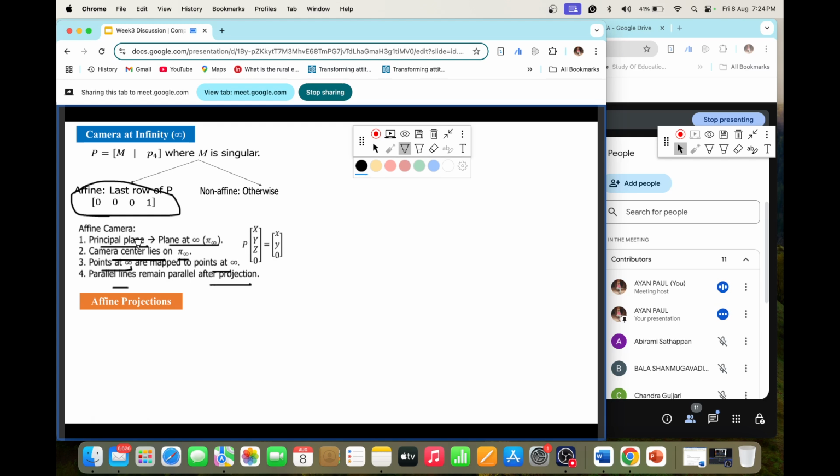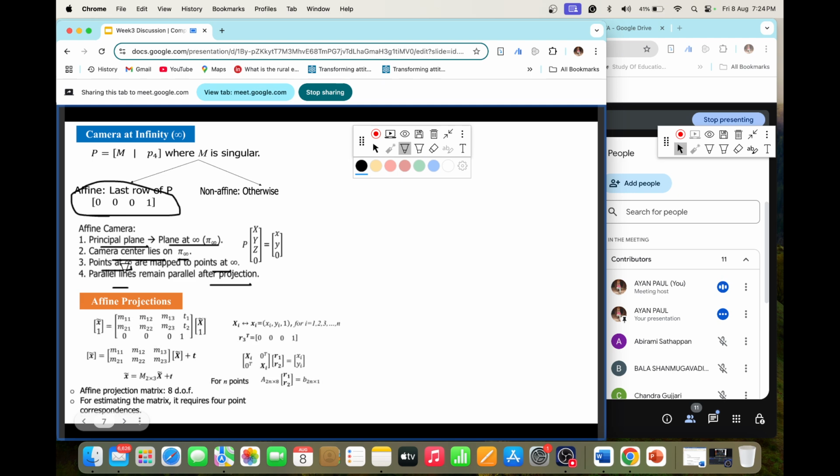So these are some of the properties of the affine camera. Now, why are we studying this affine camera? Whenever we are talking about the affine camera, this will be our projection matrix. Earlier I told you what the DOF of the projection matrix will be. It is actually 11, not 12, because one element is for scaling, so that is why 11.